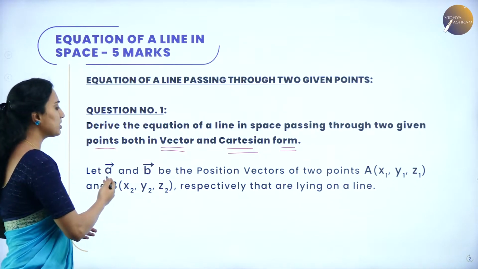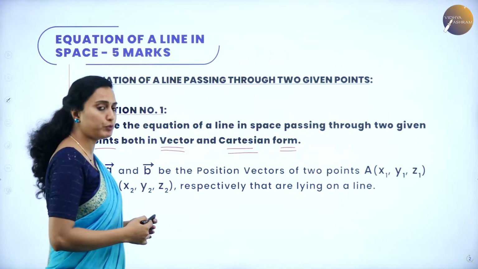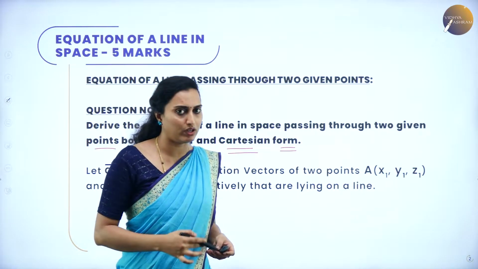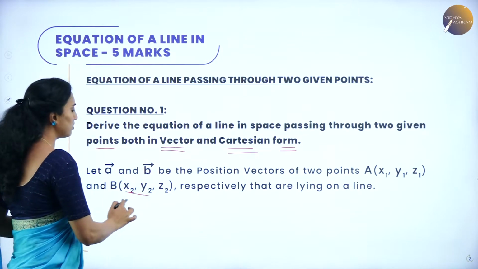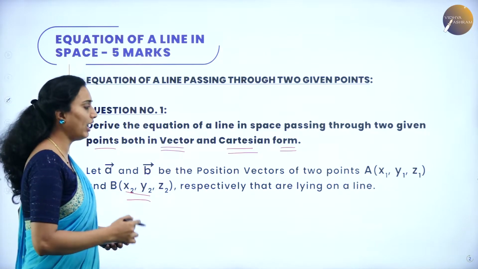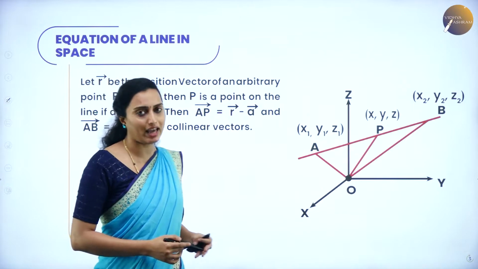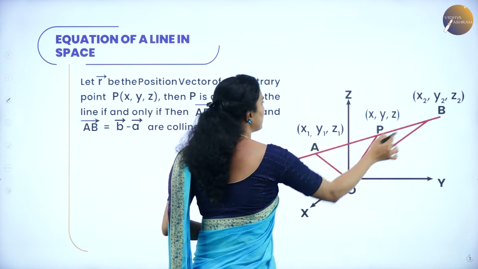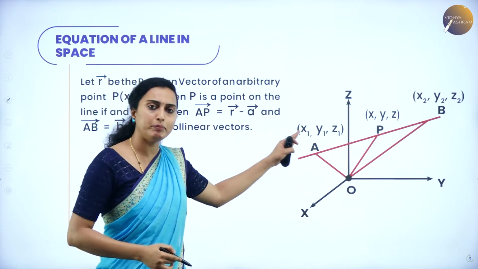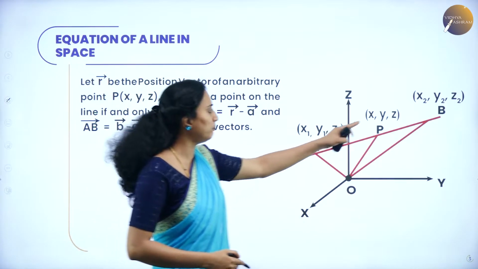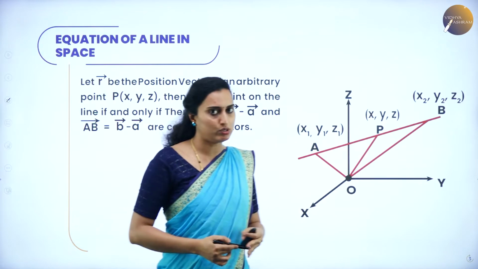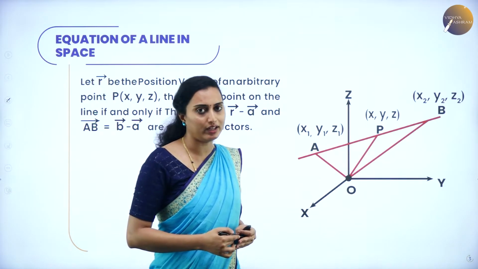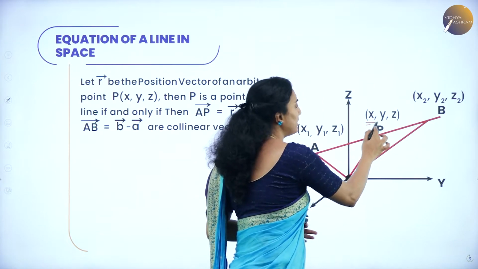Let A vector and B vector be the position vectors of the points A of x1, y1, z1 and B of x2, y2, z2 respectively, that are lying on a line. So, this is what the diagram will look like. Now, here OA and OB are nothing but the position vectors, and A will be having the point x1, y1, z1 and B will be having the point x2, y2, z2. I am going to choose a point P on the line, whose coordinates I am going to name as x, y, z.